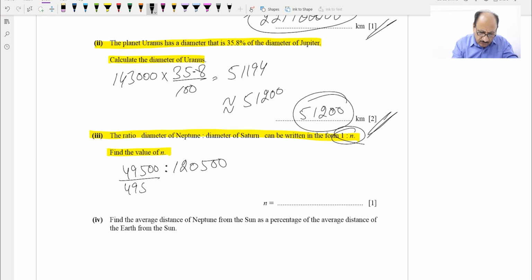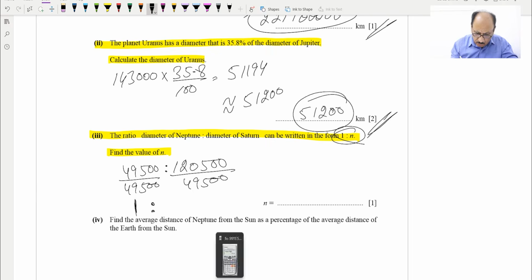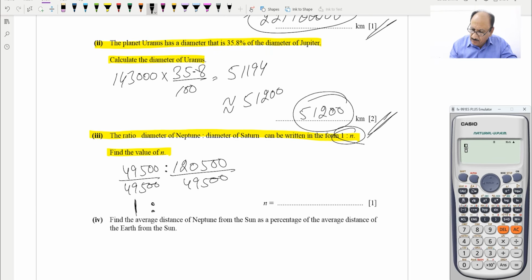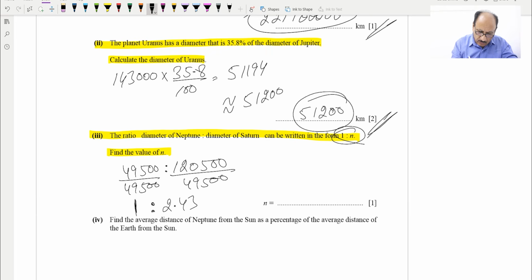So we will divide this number on both sides so that we can get 1. This side will be 1 ratio. We divide 120500 by 49500, and this gives us 2.43. So the n value will be 2.43. We can write here 2.43. Hopefully you understand this. I will write 4 properly over here. So this will be 2.43.